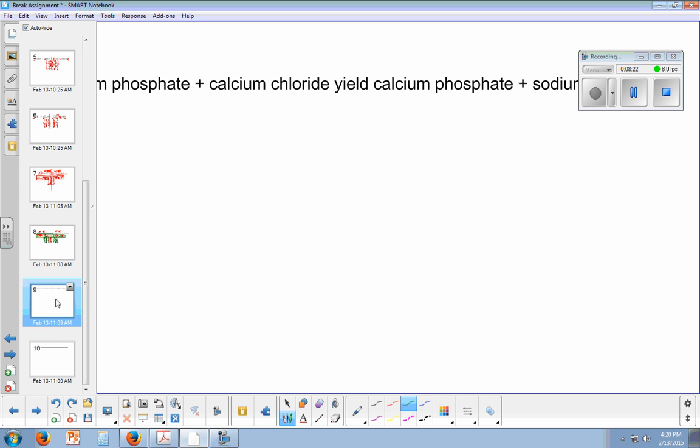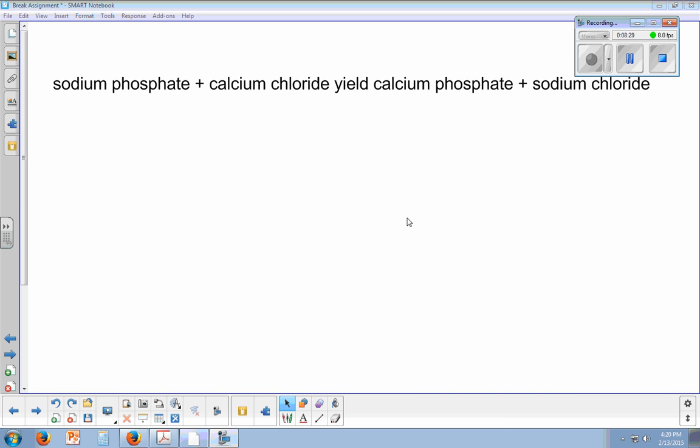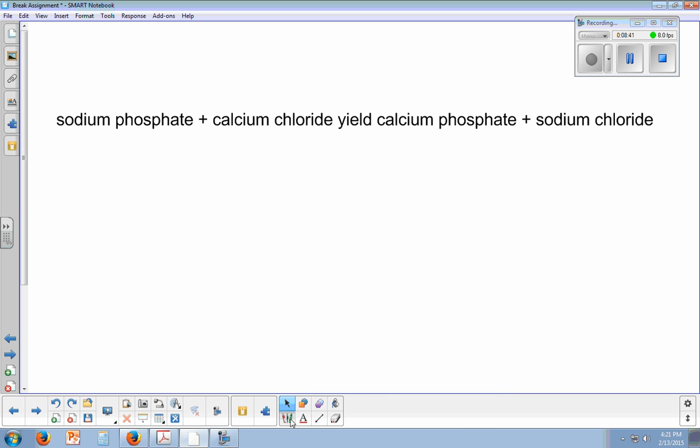Let's do another one. So this one, sodium phosphate plus calcium chloride yields calcium phosphate plus sodium chloride. Now we have polyatomic ions again, so make sure you have your reference table. We have sodium. Actually, let me move this down a little. So we have sodium, which is Na, and it's a metal, so it's ionic. We need to crisscross. So most of these are going to be ionic.